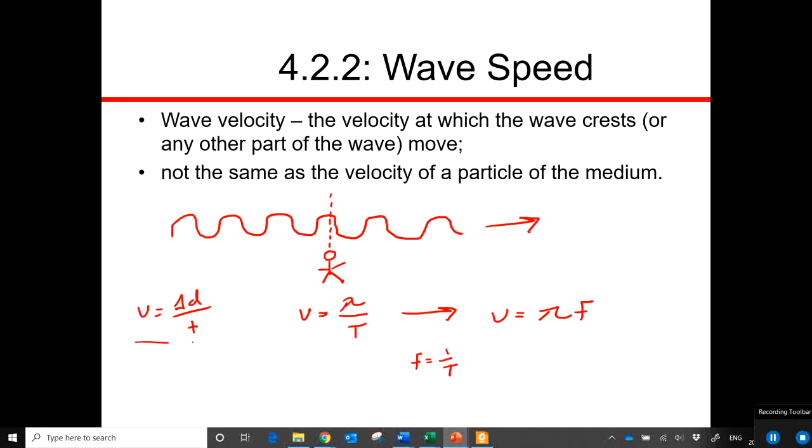Again, the first one is looking at the total distance a single wave moves and how long it takes it to get there. The second equation is by examining the wavelength of the wave and how many of those are passing by in a particular amount of time, so getting the period, or we can substitute and get the frequency. So let's take a look at a couple of examples for this.